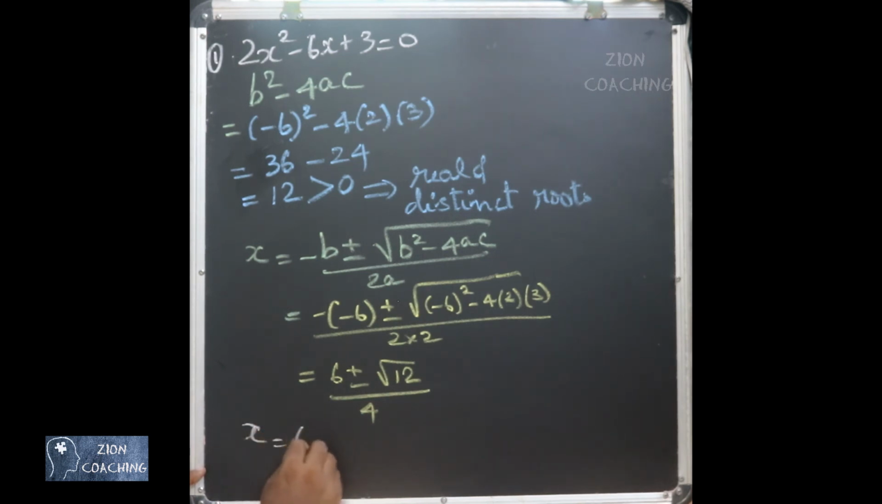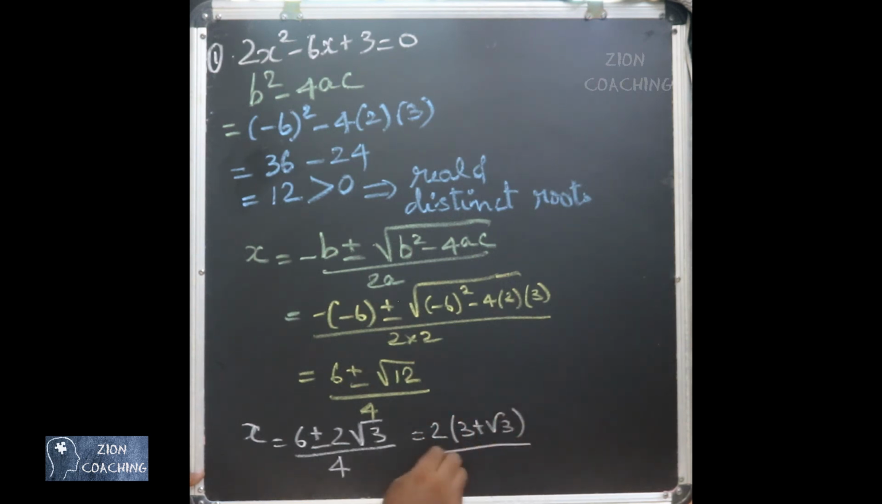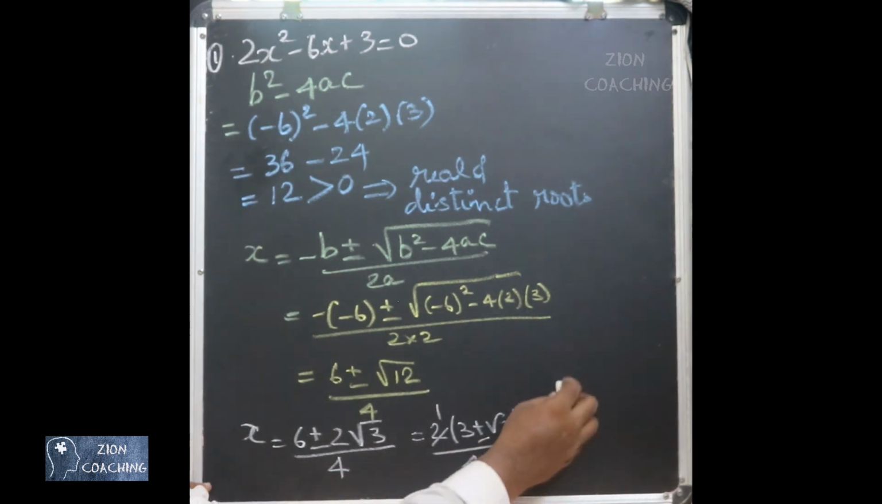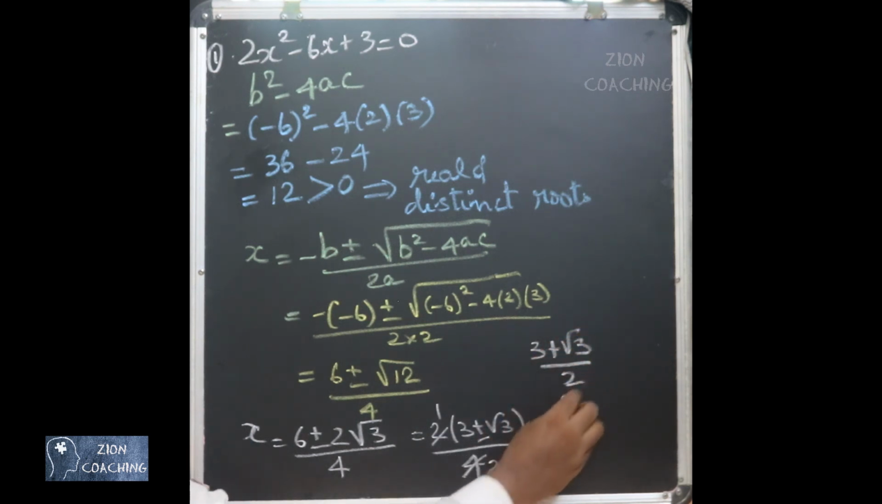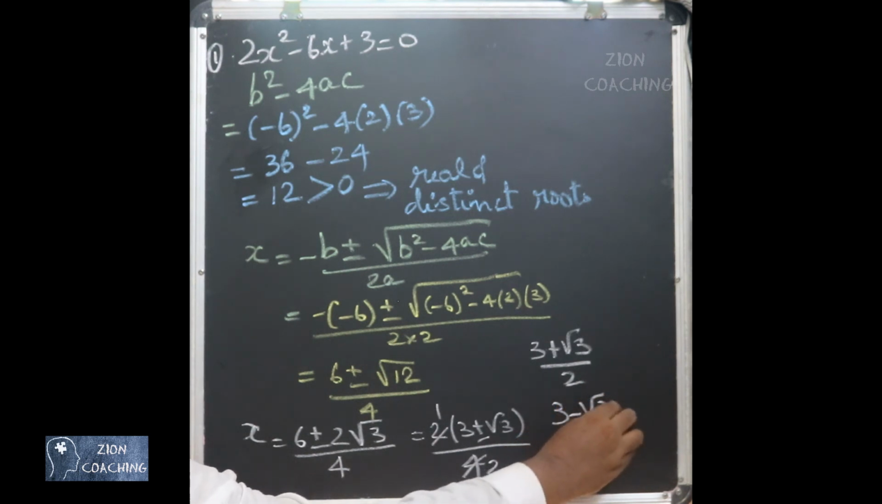x is equal to 6 plus or minus, when you solve this you will get 4 into 3, that is 2 root 3 by 4. When you take 2 commonly outside, you are going to have 2 into 3 plus root 3 divided by 4. When you cancel 1 2 is 2, 2 2s are 4. So we are having plus or minus symbol in between. So the roots are going to be 3 plus root 3 by 2, and the other one is going to be 3 minus root 3 divided by 2.